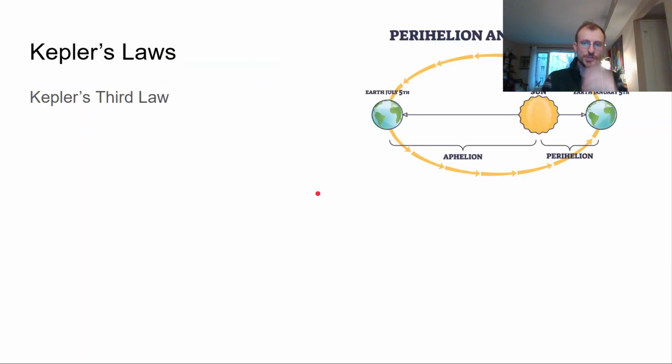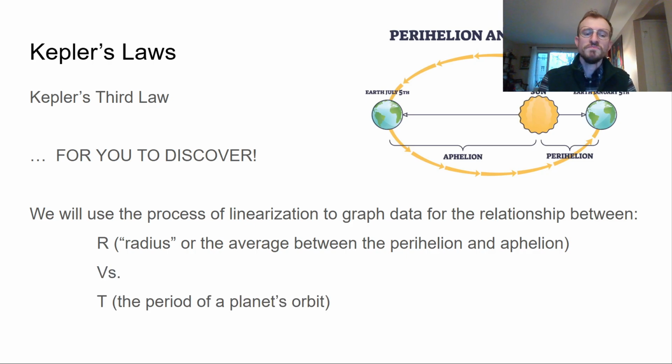Kepler's third law has to do with the relationship between radius and period, and that's what you're going to be doing the lab on. So if you want to cut to this part of the video, I'll take a timestamp later and put it in the comments. This is where I start explaining how to actually do the lab.